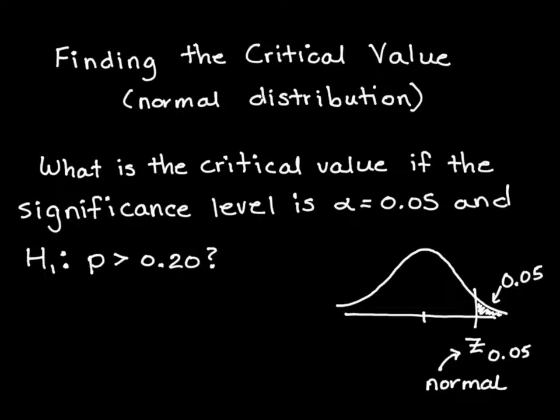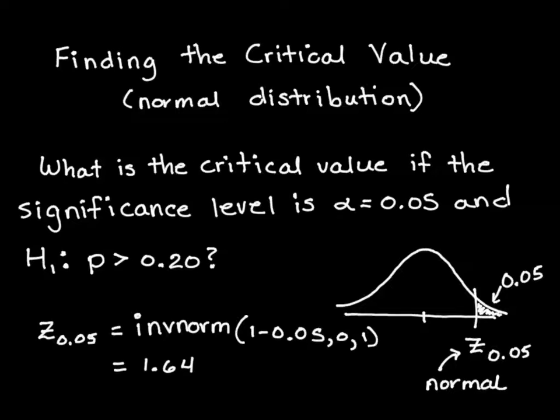So normal and z are really potato, potahto. They're referring to the same thing. So we're finding z sub 0.05. To do that, you can use your calculator, and you're using that inverse norm function that we used back in chapter 6. So we're going to take the inverse norm of 1 minus 0.05 because this is on the right-hand side. The mean is 0, standard deviation is 1, and that gives me a z value of 1.64. So my critical value is going to equal 1.64.